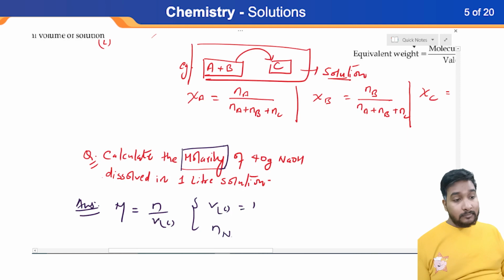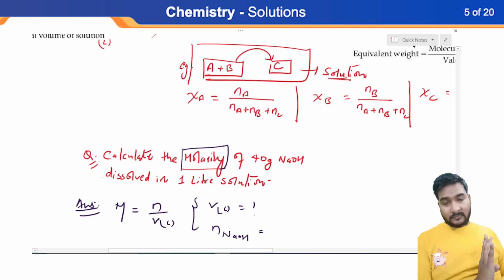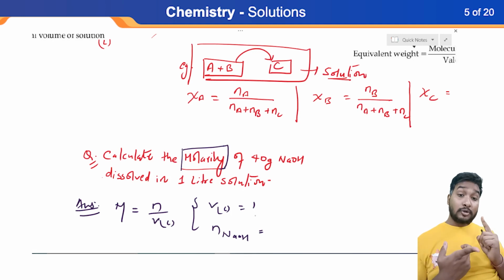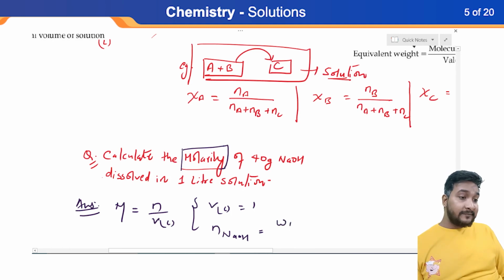So to calculate the moles of NaOH, and listen carefully, if you want to calculate the moles, in 99% of cases we have to calculate the moles of solute only, except in mole fraction. In mole fraction we have to calculate the moles of solute as well as of solvent, or all the components which are present in the solution. So moles of NaOH can be calculated as weight of NaOH upon molecular weight of NaOH.